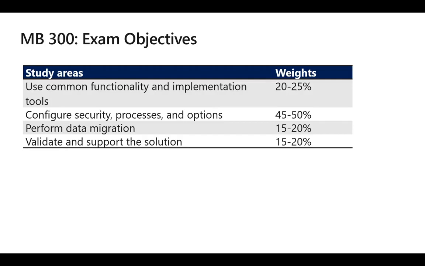The MB-300 Dynamics 365 Unified Operations Core exam will check the candidate on the following 4 areas of knowledge. 20 to 25% of questions will test knowledge of using common functionality and implementation tools. 40 to 50% of questions will test knowledge of configuring security, process, and options. 15 to 20% of questions will test knowledge of performing data migration. 15 to 20% of questions will test knowledge of validating and supporting solutions.